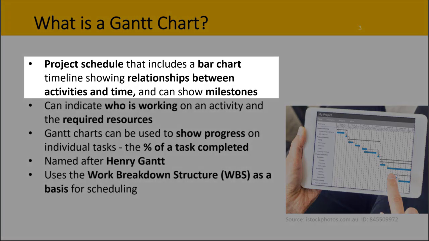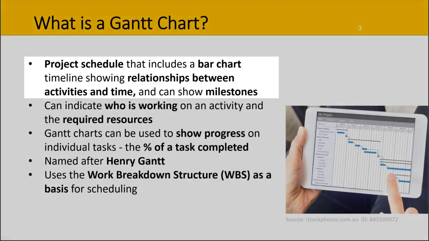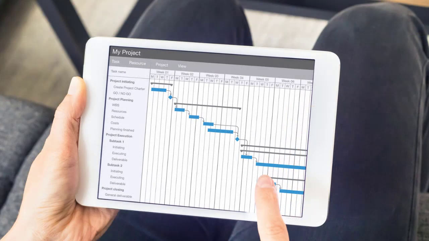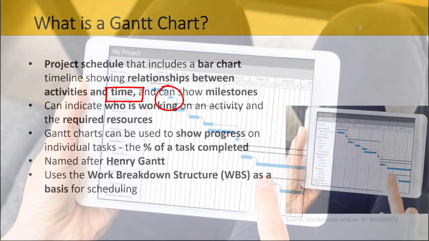format. A Gantt chart is a project schedule with a bar chart that shows the timeline and relationships between activities and time. It's a visual and graphical representation of the schedule that makes the schedule easier to understand. Zooming in, we can see how these different tasks relate to each other. Notice the arrows. There is also a milestone indicated here with a diamond. In this case, it's an approval decision, a go-no-go decision.